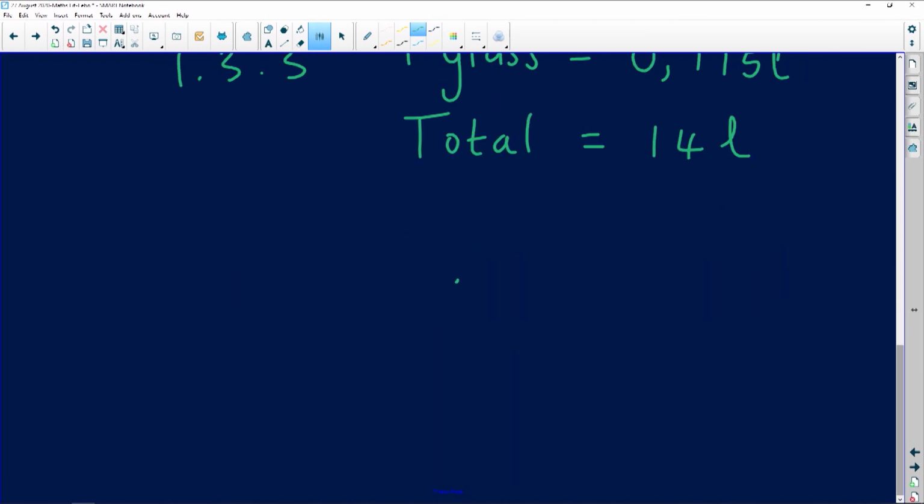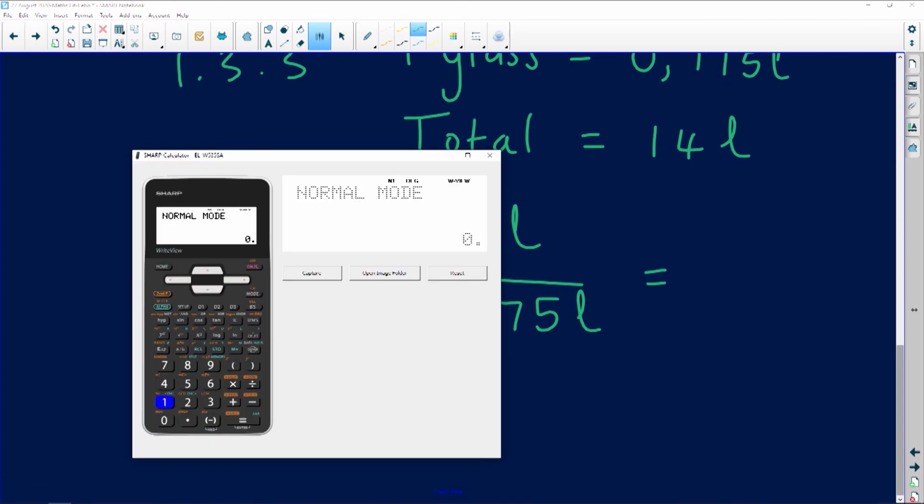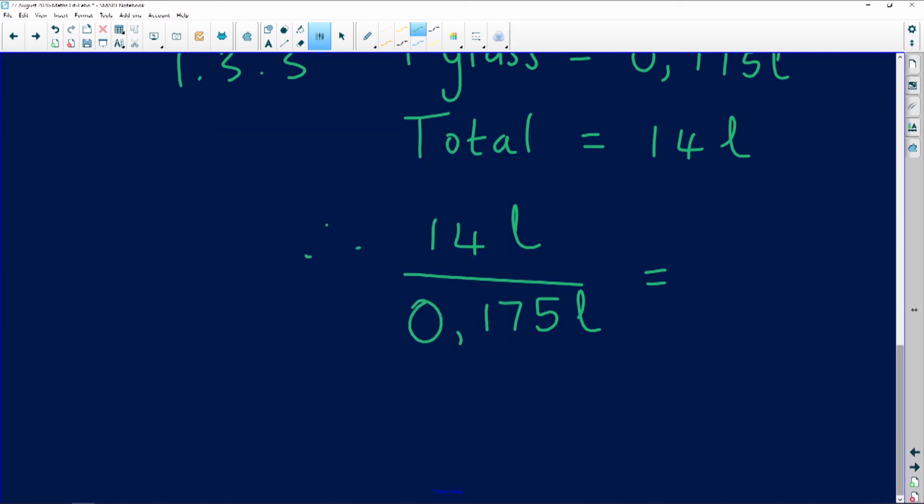Another thing, whenever you see the words how many or exact number, that is division, guys. Keywords, standard. Therefore, 14 liters divided by 0.175 liters gives us our nice answer in terms of glasses. 80 glasses, okay? And it really does make sense, because this is 14 liters and you must think of it in terms of 1 glass.